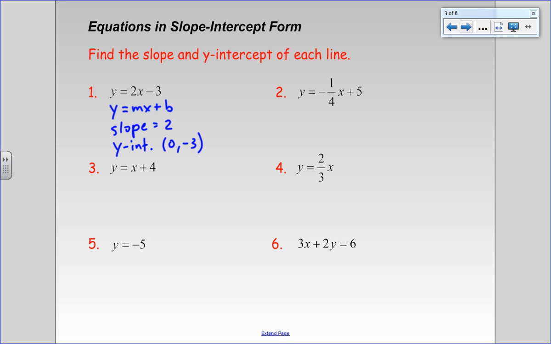Let's move to our second example, y equals -1/4 x plus 5. We see that this line would have a slope of -1/4 and a y-intercept of (0, 5). Equation number 3 is y equals x plus 4. Note that the coefficient of x in this case is 1, so we would have a slope of 1 and a y-intercept of (0, 4).